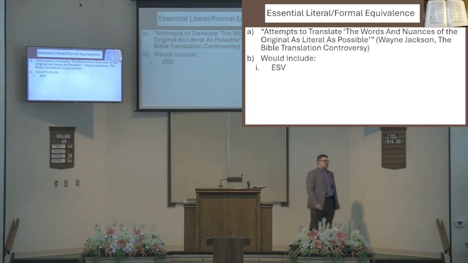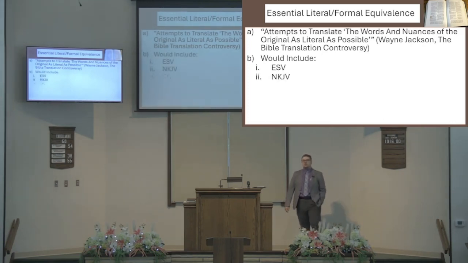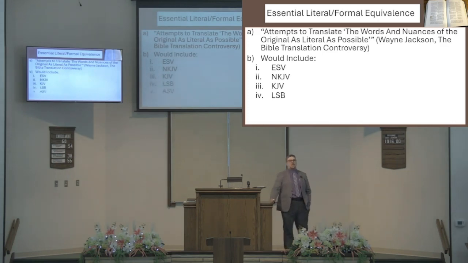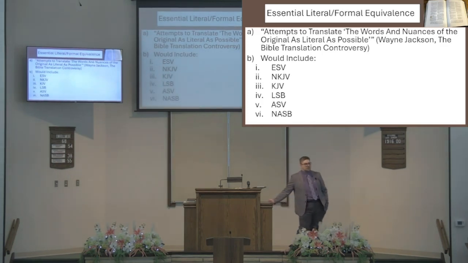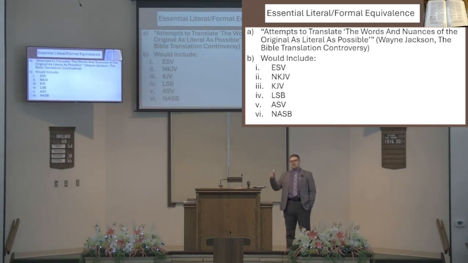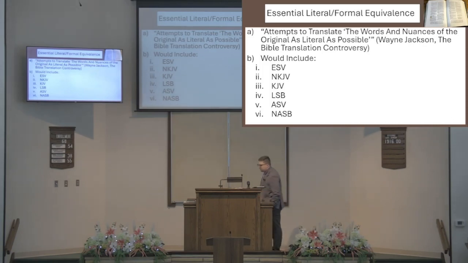This would include translations like the English Standard Version, the New King James, the Legacy Standard, the American Standard, and the New American Standard, the 77 and the 95. The 2020 as well, though I think the update is not quite as good, but that's a bit to get into. But the 95 and 77 in particular focused on this philosophy. We're translating word for word.